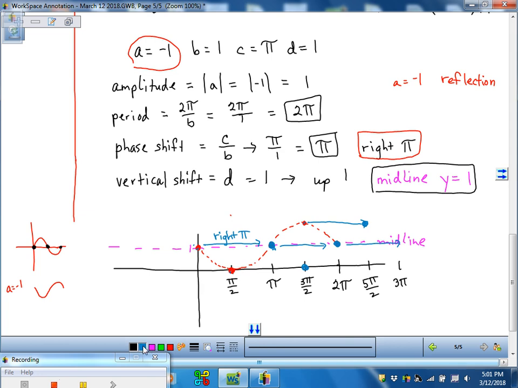So I've now translated my entire graph pi to the right. So now I can go ahead and connect these. Now this is my real graph, so I'm going to connect it using a solid curve. And once I see what the pattern of that is, I just continue drawing it out. And so you'll notice that it took the entire graph and it just slid it over a distance of pi to the right. Still has the same shape to it, it's just starting and ending at a different place.